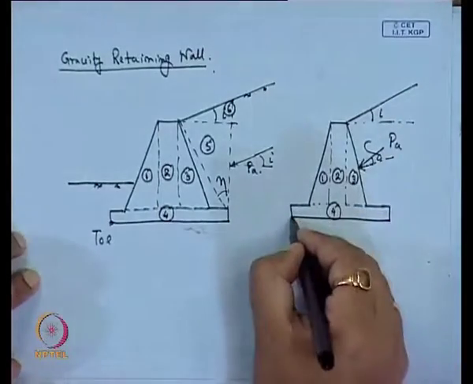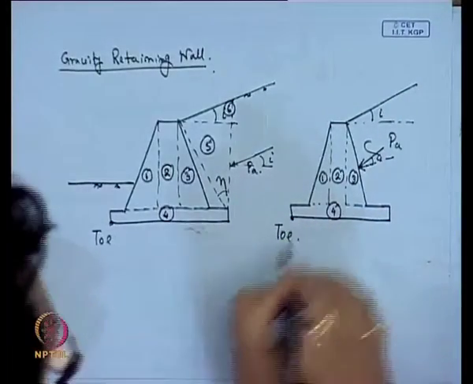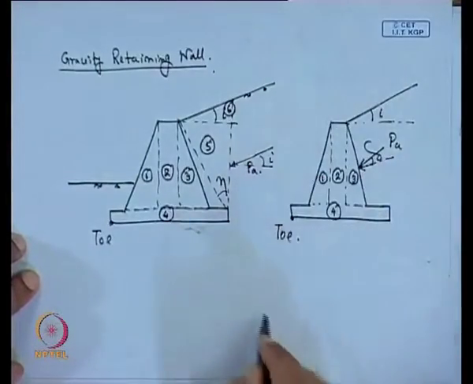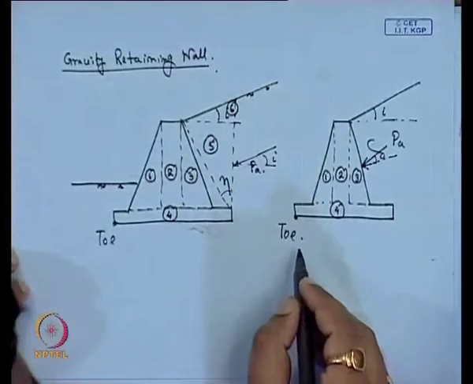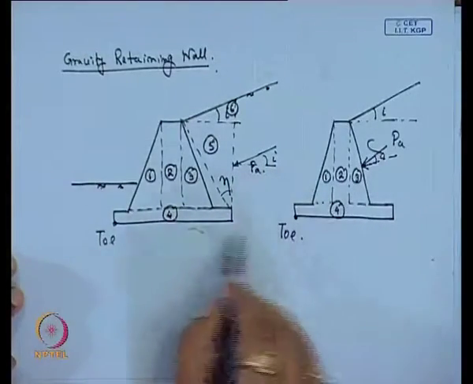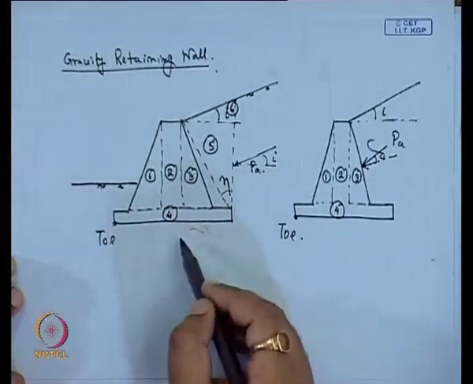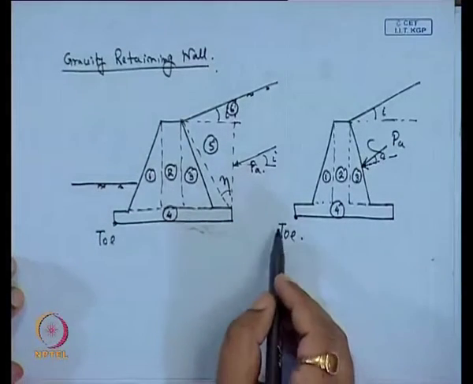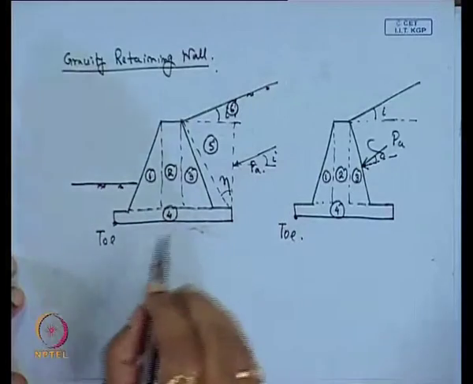Then the process is same, we will take the moment of all the forces with respect to the toe, and then you have to check all the conditions, that is for sliding, then overturning, then no tension condition, then bearing.